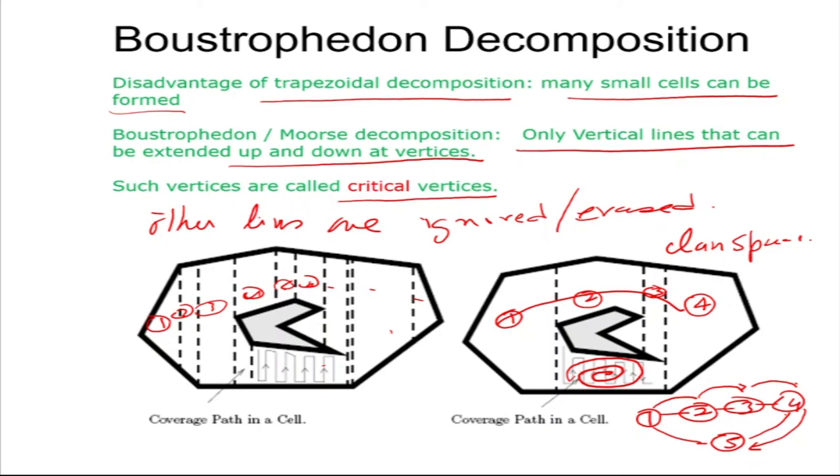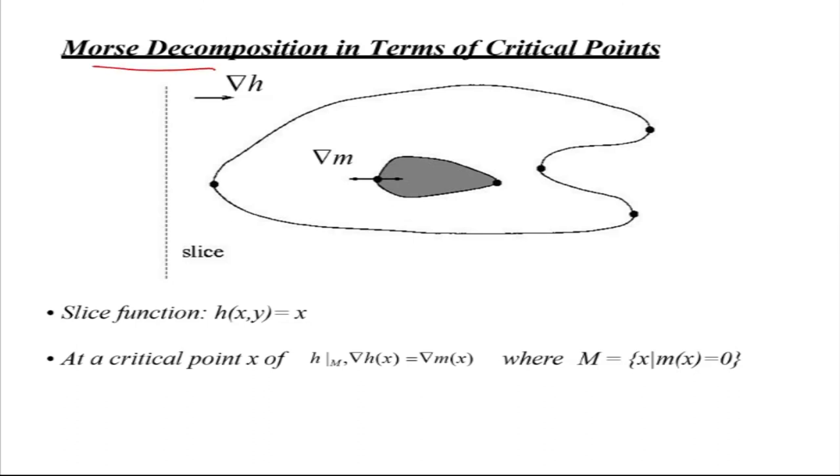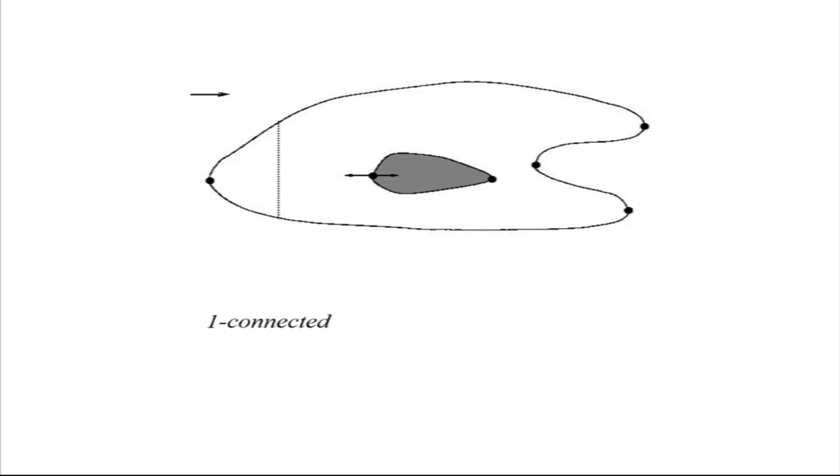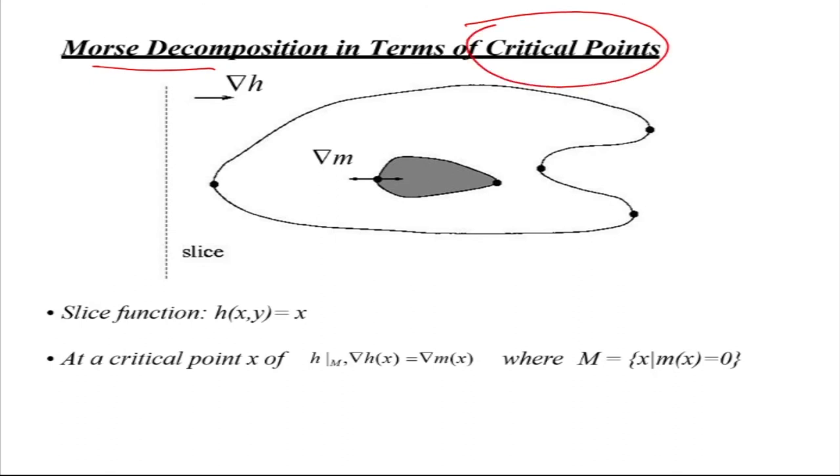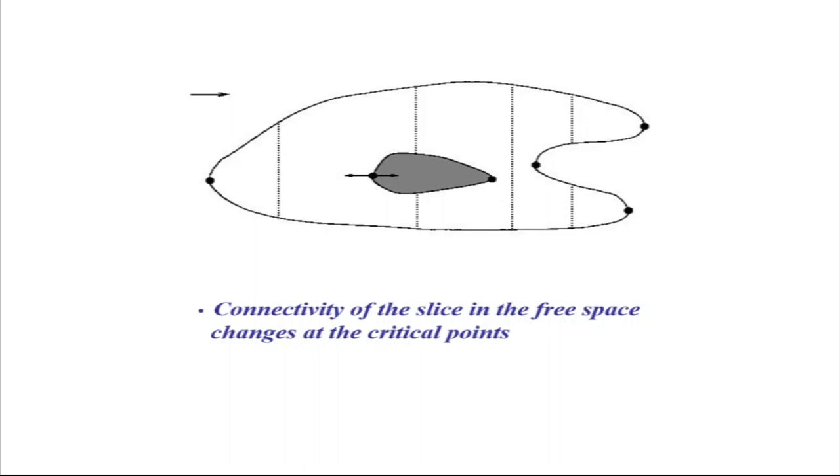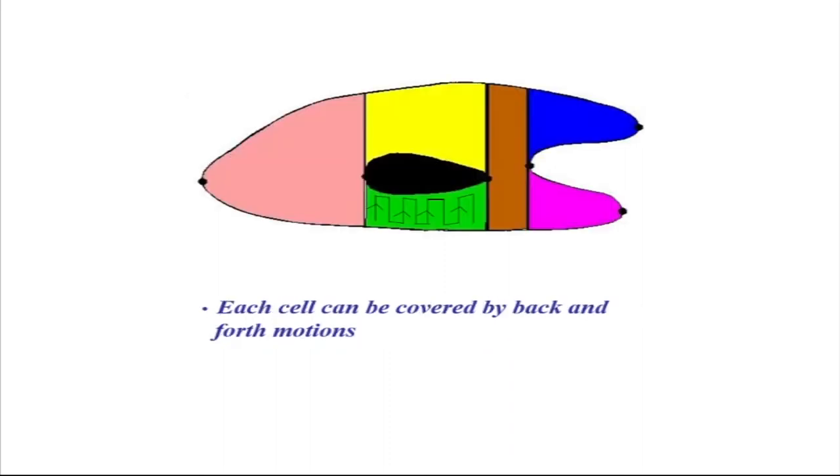For example, Morse decomposition is one way of dividing the cells. So you have this number of connected cells. What I do is look at the critical points, that is, the points at which the line is going to hit or change direction. Then I divide it into a number of cells. So I have changed this into a number of cells. The connectivity of the slice in the free space changes at the critical point, that we know. These are my cells. Now, each cell can be covered by back and forth motions, so it simply does this and covers it out.